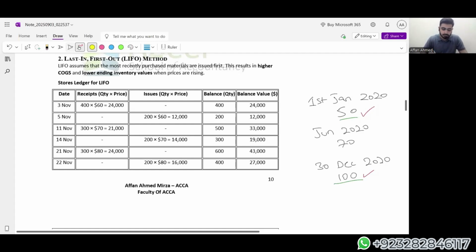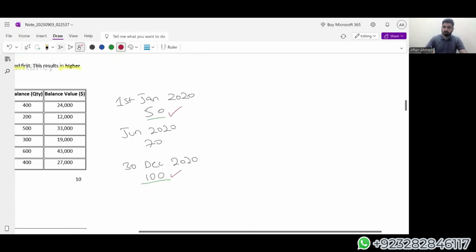So let's see. LIFO assumes that the most recently purchased materials are used first. This results in higher cost of goods sold and a lower ending inventory value when purchases are rising. How is that so? Keeping this example in mind, if I am purchasing inventory at 100 and selling it for 120, is my cost higher? It is higher. It should have been 50, but because of my technique of valuation, it is 100. Now, the 50 I have kept is still with us in the inventory.